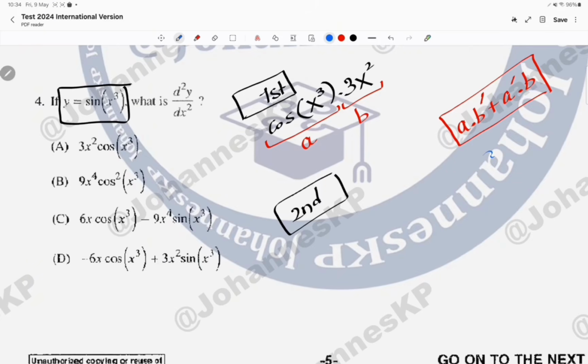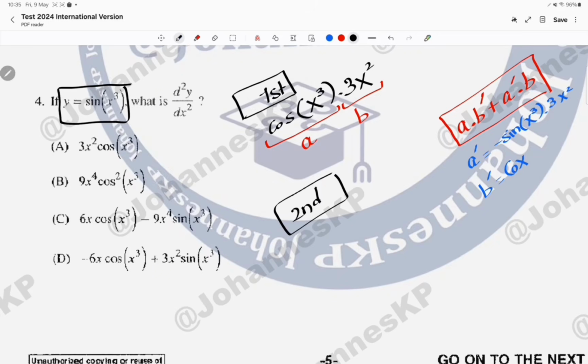Now let's just find the b prime and the a prime before I actually apply the product rule. So let's find the a prime. That means what's the derivative of cosine x cubed? So we first do the cosine, which would be negative sine x cubed, times the derivative of the inside, 3x squared. And now let's do the b prime, which would be 6x. Nice. Very good.